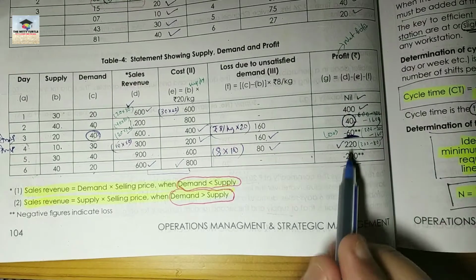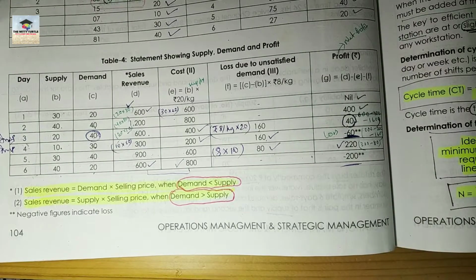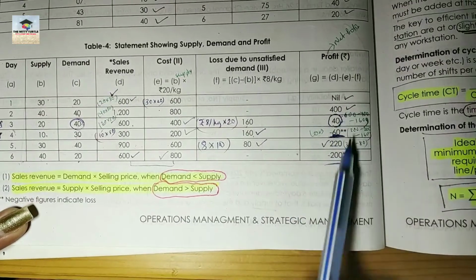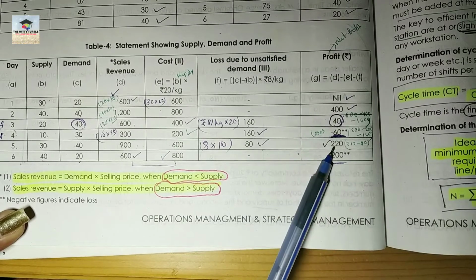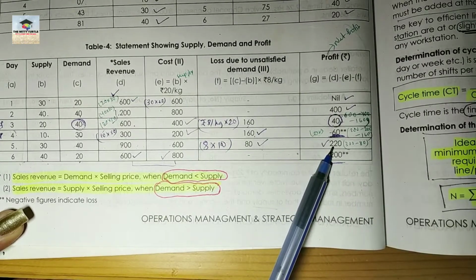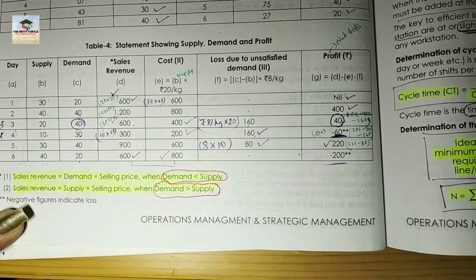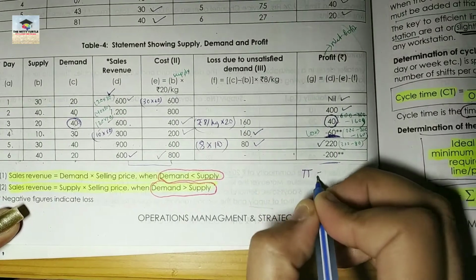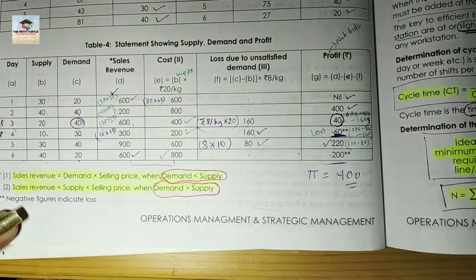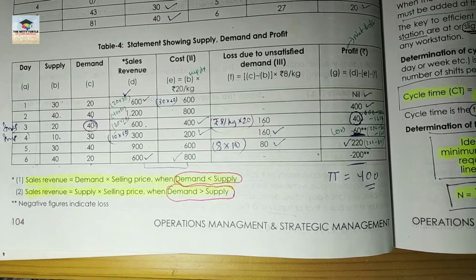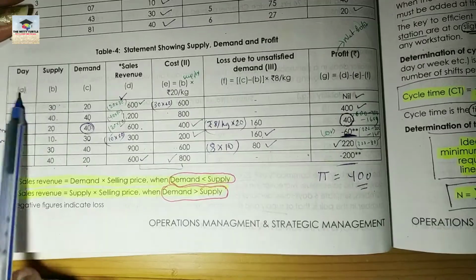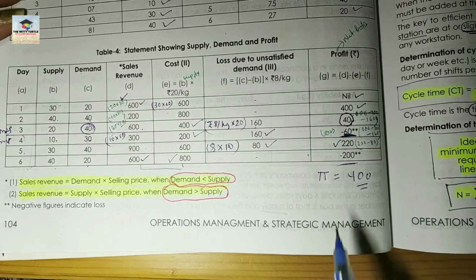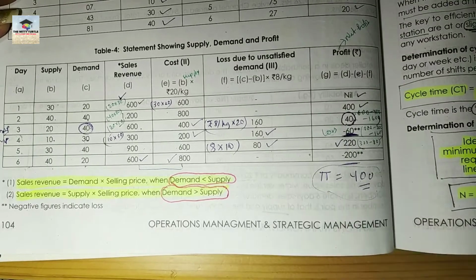So out of these, you can calculate कि कितना profit हो रहा है, कितना loss हो रहा है. So here you can calculate how much is your total loss and total profit. So 400 plus 40, 440 plus 220, it is coming as how much? 660. 660 minus 260. So ये आपका total profit हो जाएगा 400 का, right? Total profit will be 400. So in the question it had asked you to simulate the supply, demand and profit for 6 days, and here you are getting a profit of 400, right?